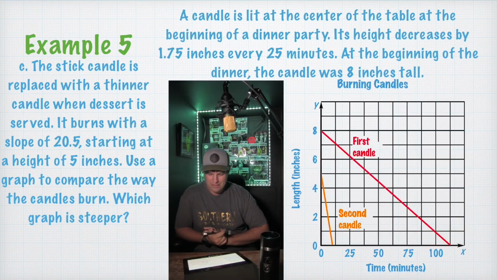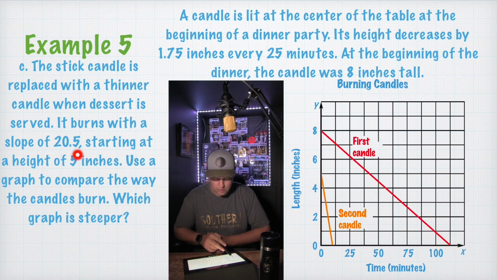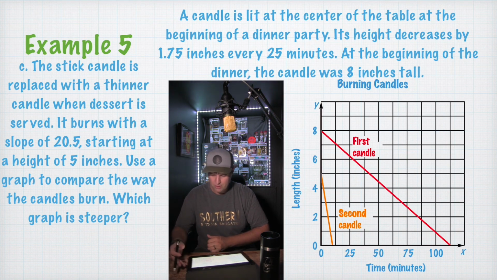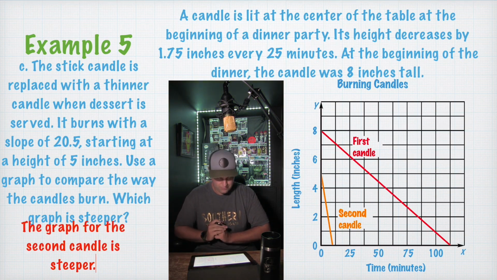Last one. So same information, it decreases at a height of 1.75 inches every 25 minutes. The candlestick is replaced with a thicker candle when dessert is served. It burns with a slope of negative 0.5 starting at a height of 5 inches. Use a graph to compare the way the candles burn. Which graph is steeper? So here you have a graph of the first candle burning and the second candle burning. So if you were to look at this, which candle is burning at a steeper rate? Obviously, the graph of the second candle is steeper.